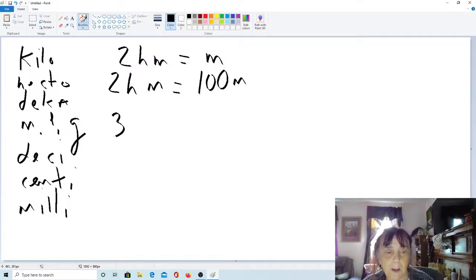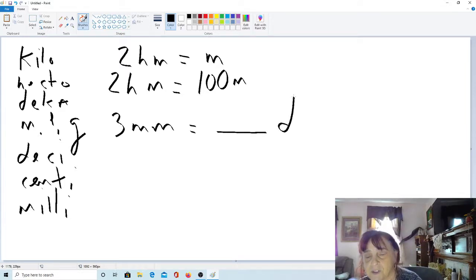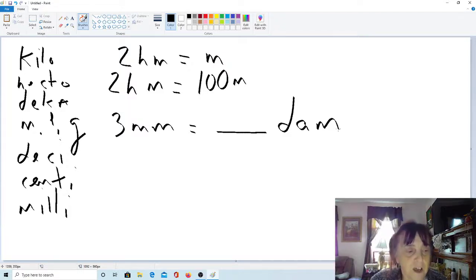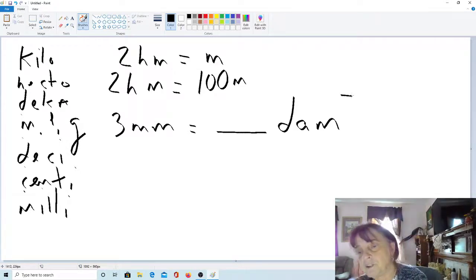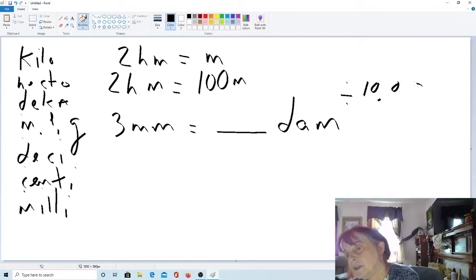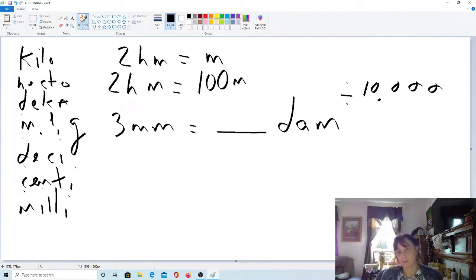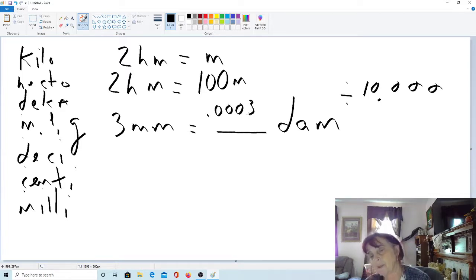And 3 millimeters is how many decameters? We abbreviate decameters as dam. To go from millimeters to decameters, divide by 10, 100, 1,000, 10,000. Divide by 10,000, which has 4 zeros, so you move your decimal point 4 places to the left. This counts as 1 place, and then you add 3 more zeros in the front. So 0.0003 decameters.